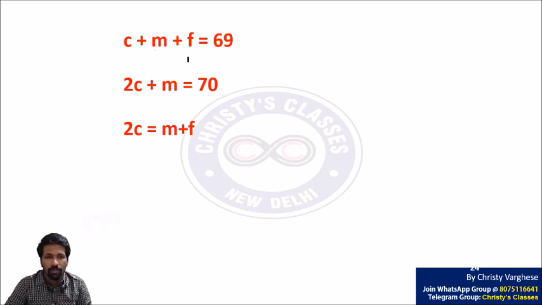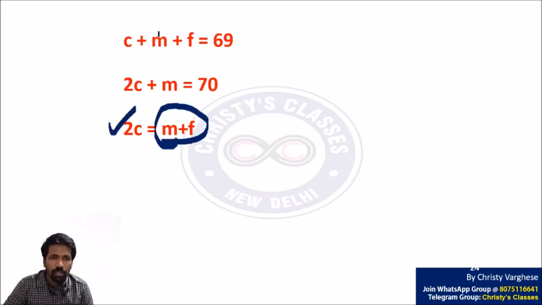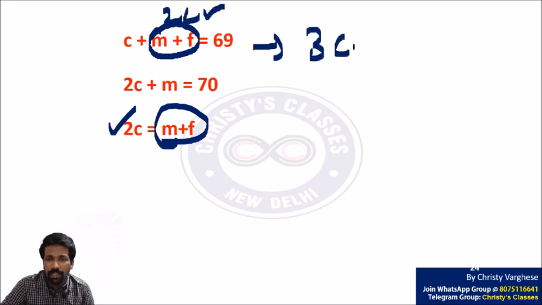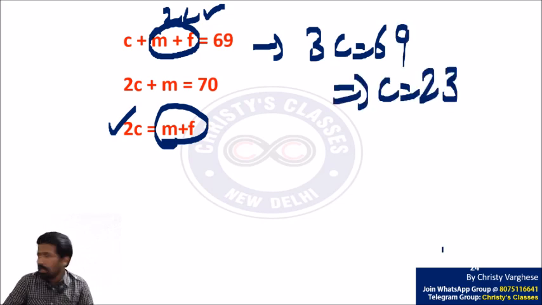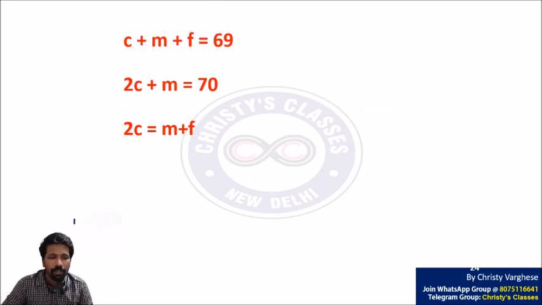How to solve the 3 equations? You have to find the value of F. For that, first you have to find the values of F, M and C, because the equations are like that. M plus F is equal to 2C. So instead of M plus F, you can put 2C here. That means C plus 2C, 3C. 3C equal to 69 means C is equal to 23. 69 by 3 is 23. So C is equal to 23 means we got the number of children. Number of children is 23.